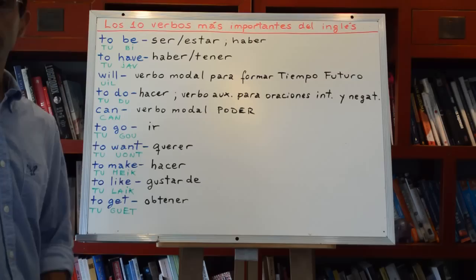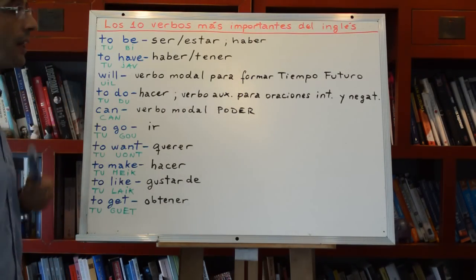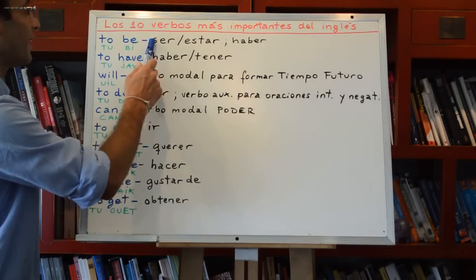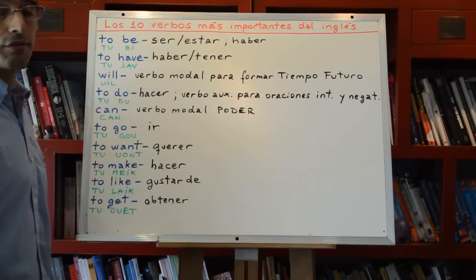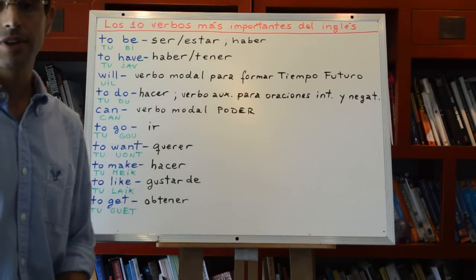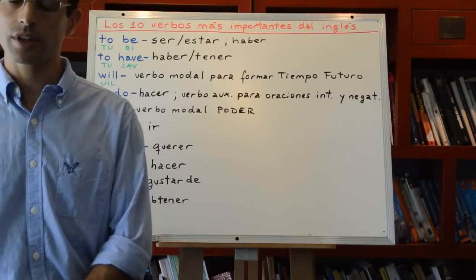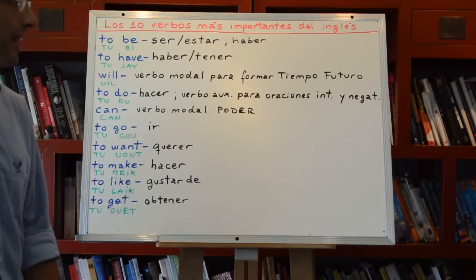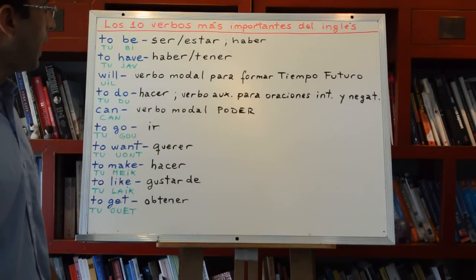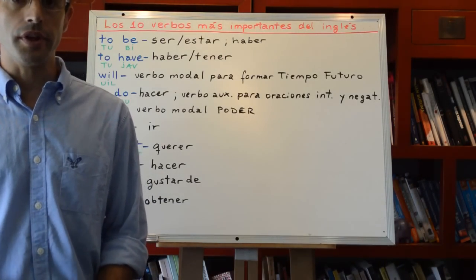The first verb in our list, obviously, is the verb to be. The verb to be corresponds exactly to the verbs ser and estar from Spanish. So every time we have the verb ser or the verb estar in Spanish, in English we would use exactly the verb to be. And the verb to be has also one other use.